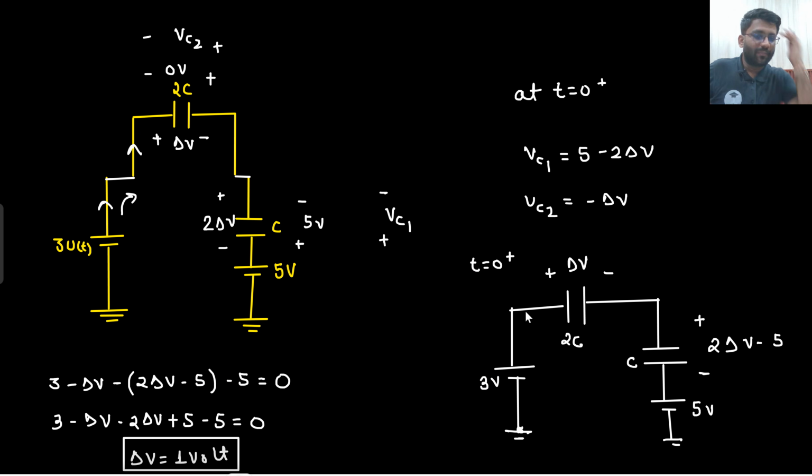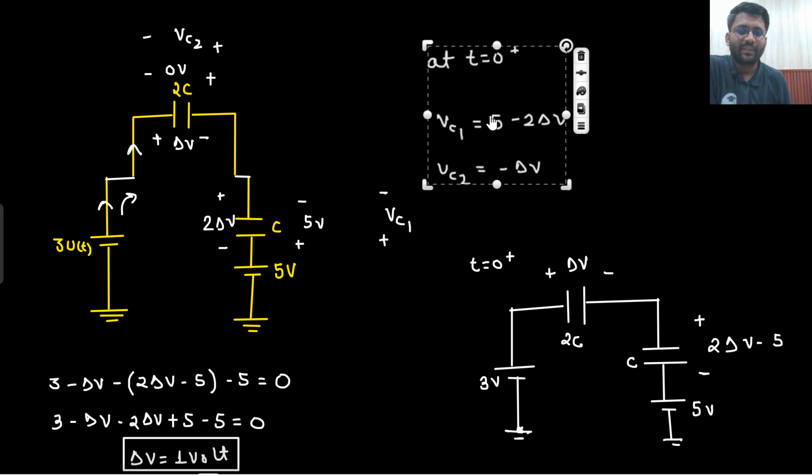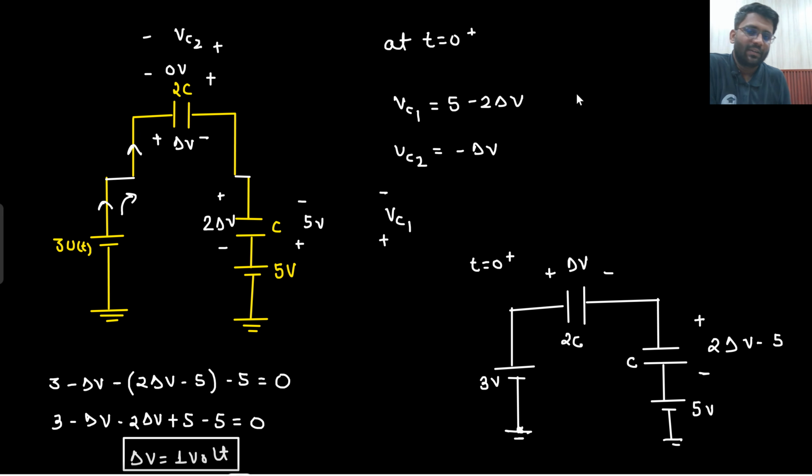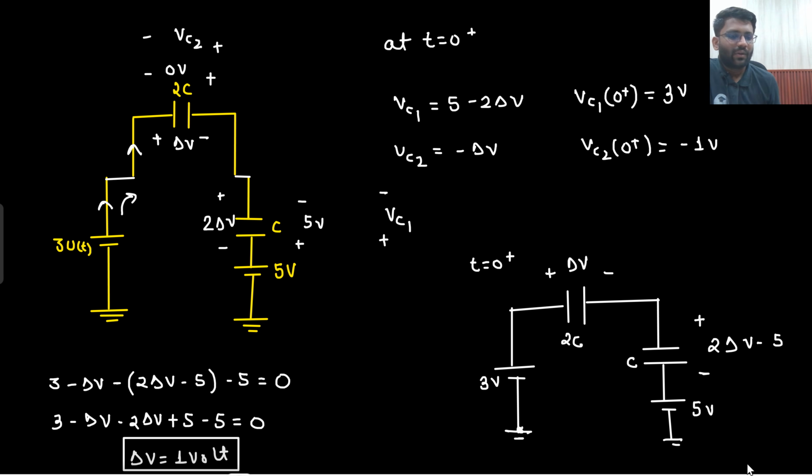So I can write down the potential Vc2 and Vc1 at t equals 0 plus now. So this was the scenario at t equals 0 plus. Vc1 at t equals 0 plus is coming out to be, delta V is 1, so it is coming out to be 3 volt. And Vc2 at t equals 0 plus is coming out to be minus 1 volt. And you can check the circuit. This is 3 and this is minus 1. Right? So 3 plus 1, this will become 4. And this is 5 only.